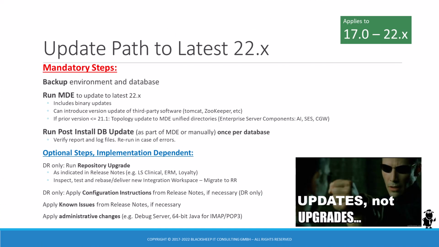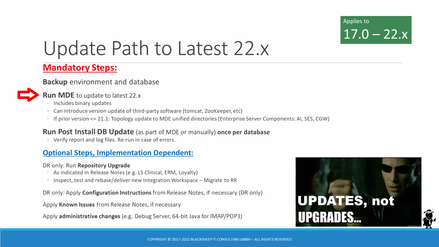Let's review the mandatory and optional steps for a successful update to the latest Siebel release. First, it's highly recommended to make a backup of the entire environment and the database that you're intending to update. Then the Modular Deployment Engine, MDE, needs to be run. It'll lay down the new files to disk. If your Siebel version is 21.1 or older, you'll also get a topology update to the MDE's unified directory structure. This applies to any enterprise server component such as AI, Siebel Server, or Gateway.